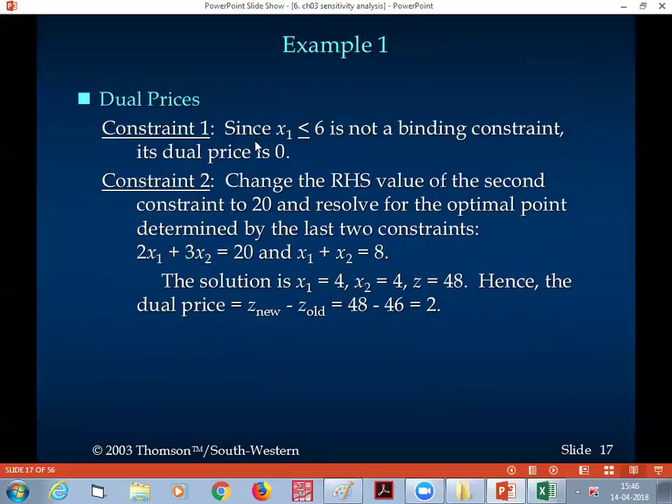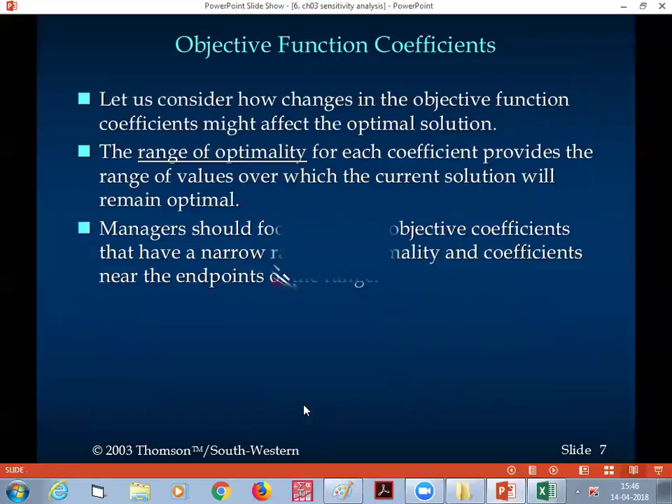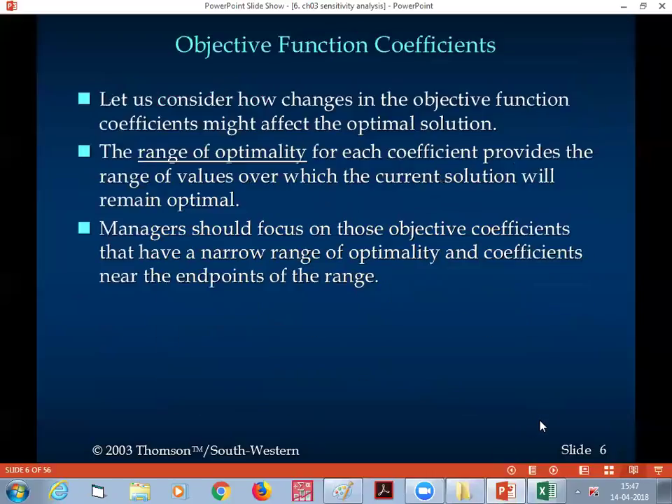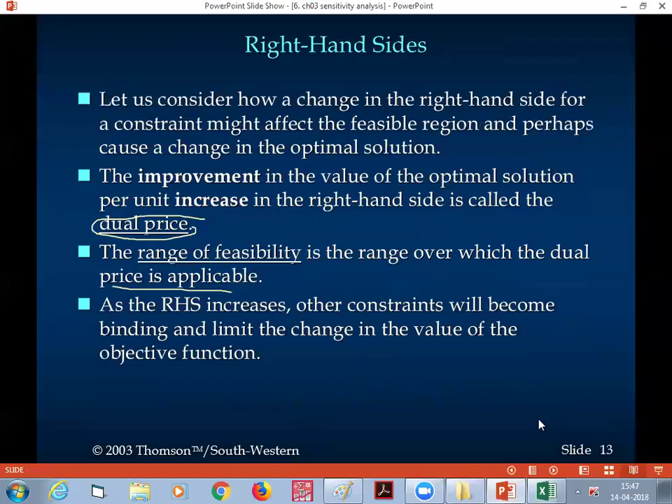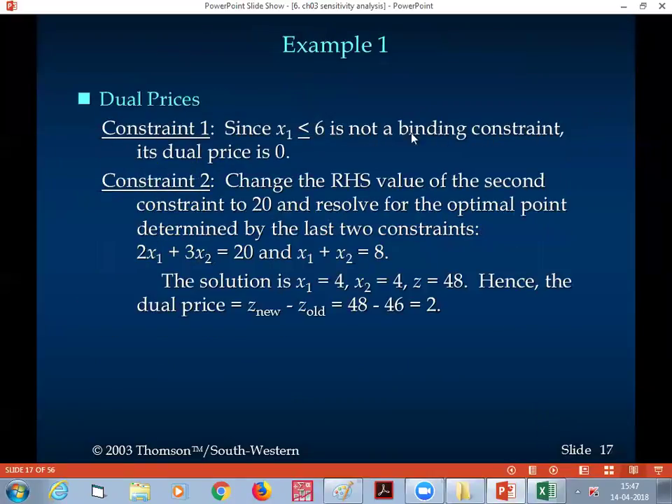Dual value 2. For constraint 1, the first constraint is not binding at all. In our optimal solution, notice the first constraint is here, so it's not a binding constraint, and therefore its dual value is 0. An important thing is that the dual value for any non-binding constraint has to be 0. For the second constraint, we change the right-hand side to 20, we resolve, so we get x1 equals 4, x2 equals 4, and so the dual value is 2.